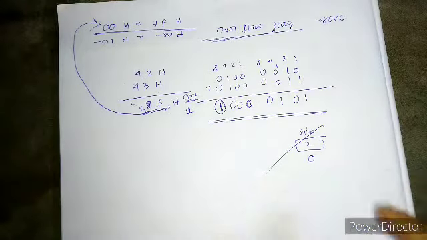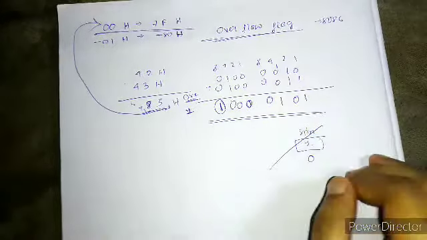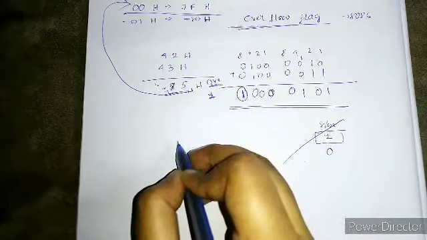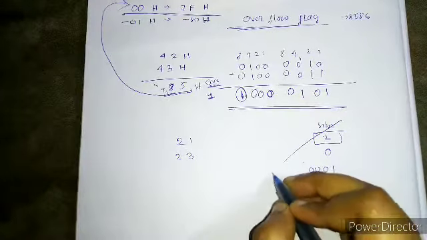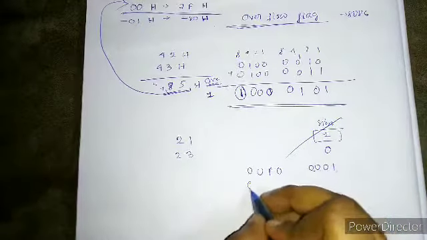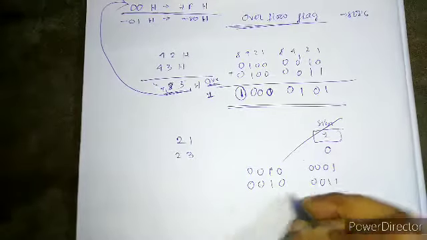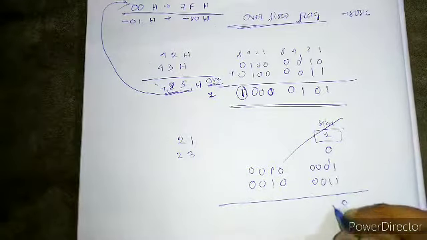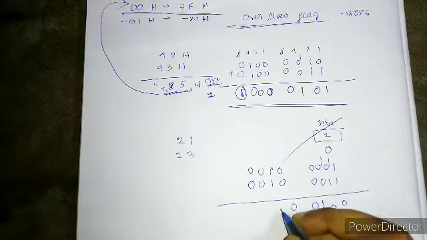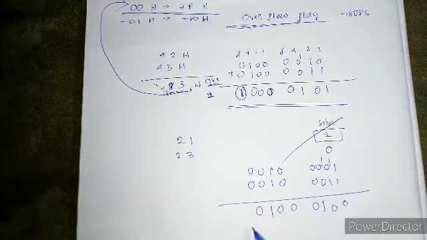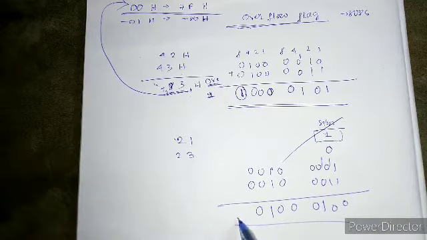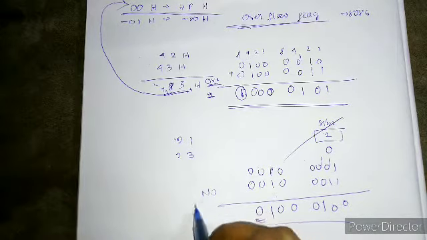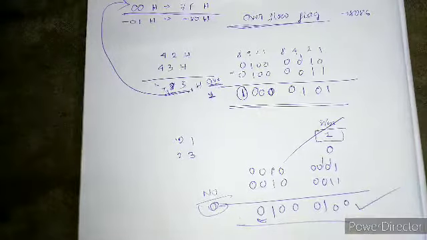Within the processor, this can't be changed. Let me first take another example. Suppose 21 and 23. Adding them in binary gives the result. This is an addition of two positive numbers, so the result is also positive. There is no overflow, so the sign flag is correct.